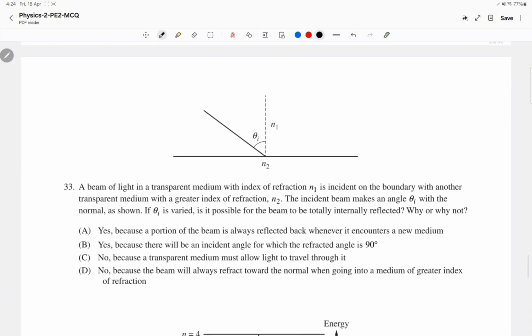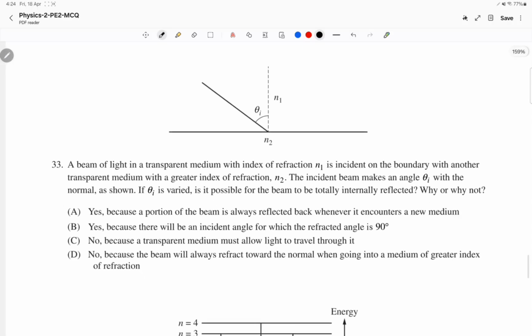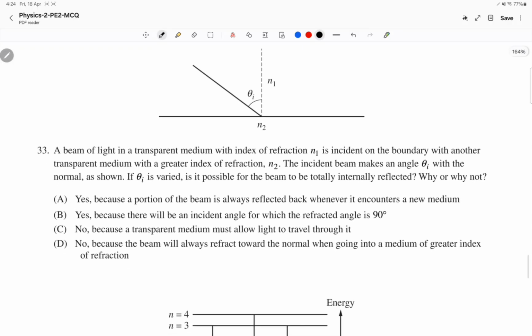Number 33. So look, a beam of light in a transparent medium with index of refraction n is incident on the boundary with another transparent medium with a greater index of refraction n2. The incident beam makes an angle of theta I with the normal. If theta I is varied, what's going to happen?